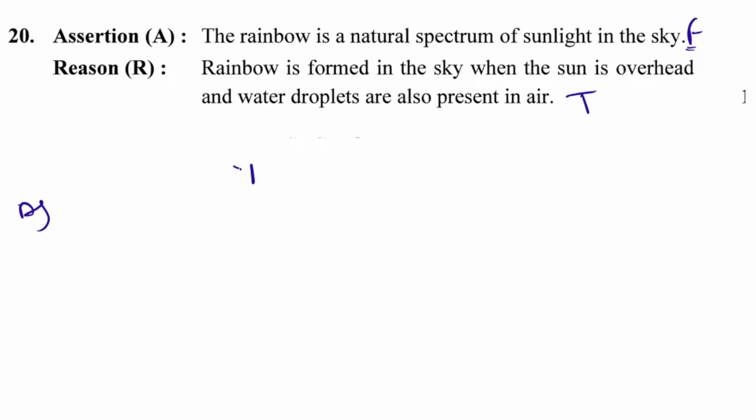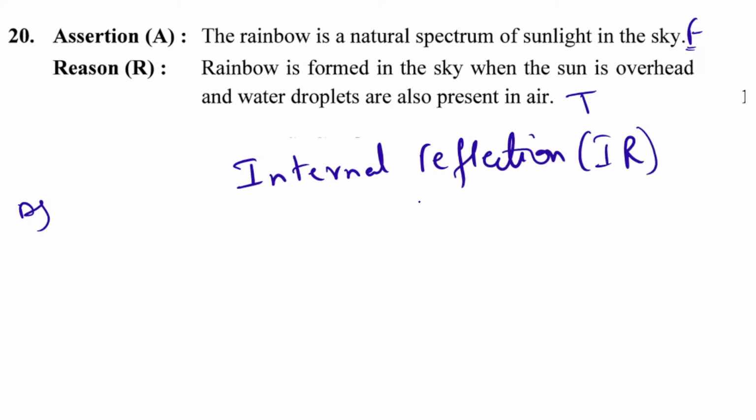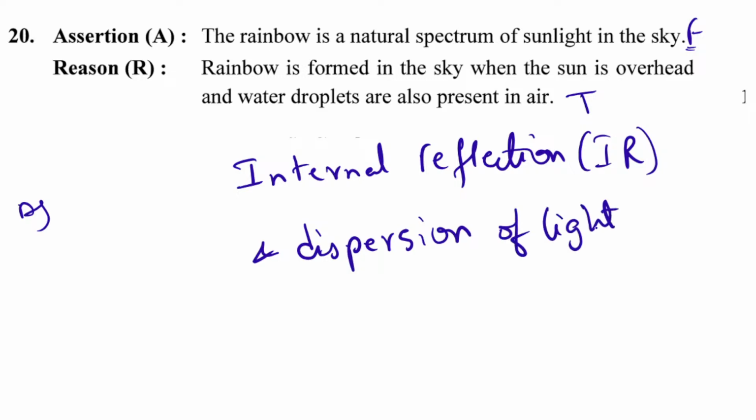A rainbow is formed due to internal reflection, that is IR, and dispersion of light. This is a very important question. It is not TIR here, it is only IR, and the second one is dispersion of light. Light will disperse into multiple colors, and inside the droplet reflection happens, due to which it continues to form the VIBGYOR colors. Okay, so in this way the rainbow comes.